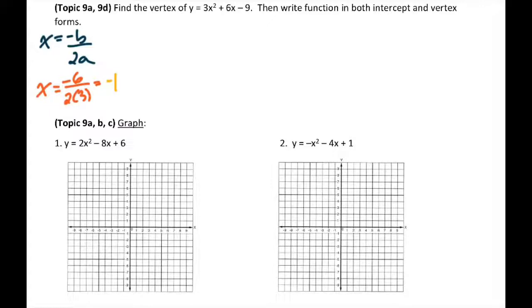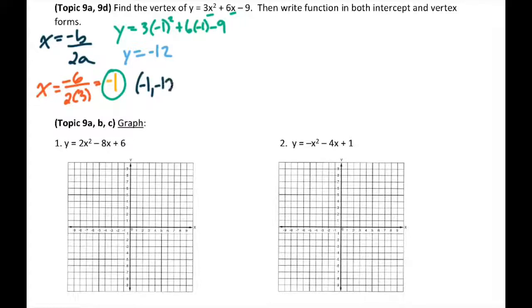Now we're going to take that and plug negative 1 in for x in our equation. So y equals 3 times all of this, and when we simplify, we're going to get negative 12. So that means our vertex is negative 1, negative 12. The next thing we want to do is write this in intercept and vertex form. So I'm going to start with the vertex form because I think it's kind of harder.